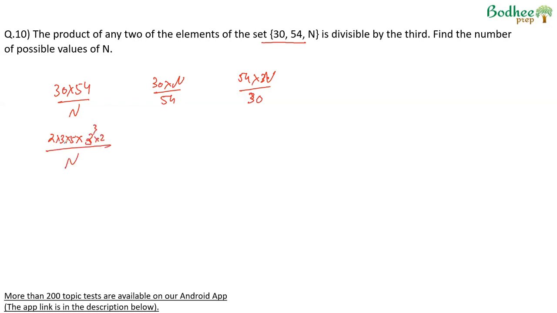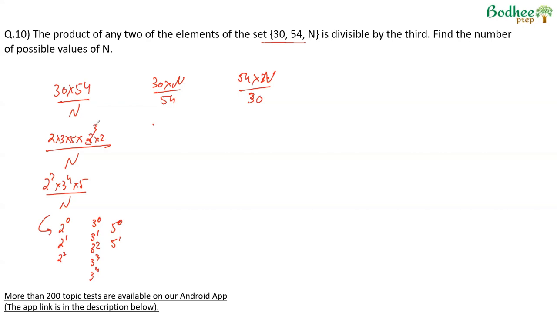This has to be divisible by n. So we get 2 square into 3 raised to power 4 into 5. Clearly the powers of 2, 3, 5 in n should be less than or equal to 2, less than or equal to 4, less than or equal to 1 respectively. And there should be no other prime number in n. Only then will this division happen. So from this I can say n could have powers of 2 as 0, 1 or 2, powers of 3 as 0, 1, 2, 3 or 4, and power of 5 as 0 or 1.